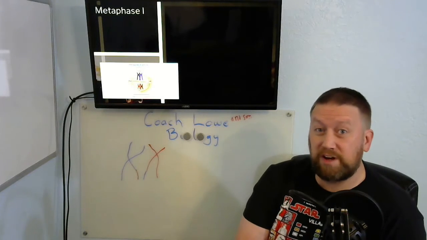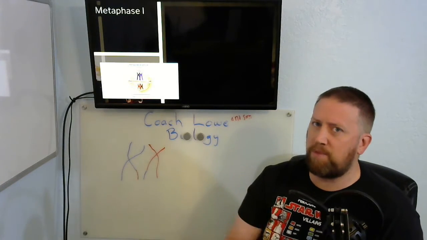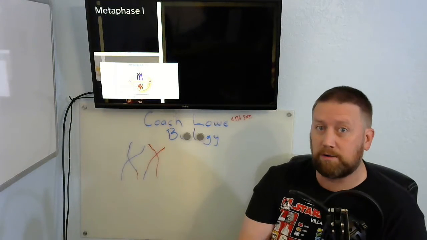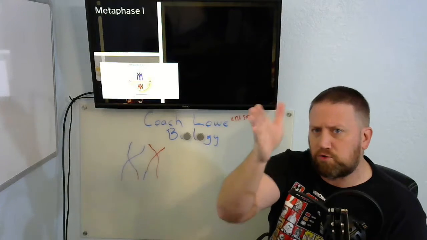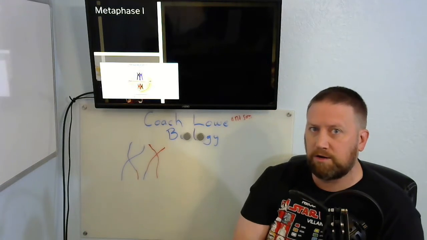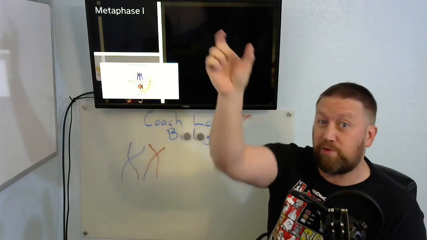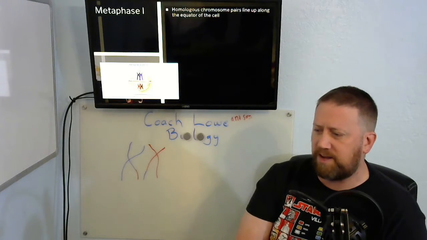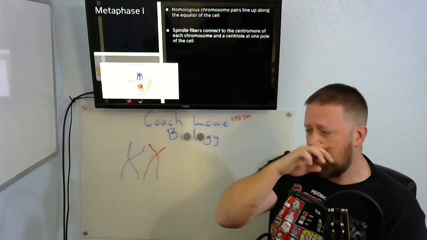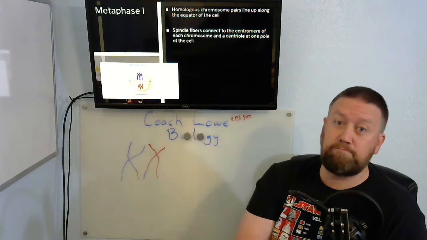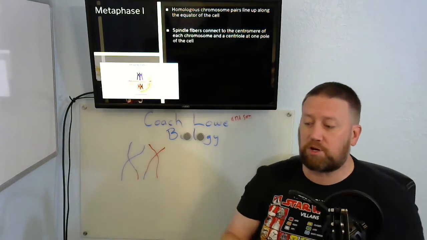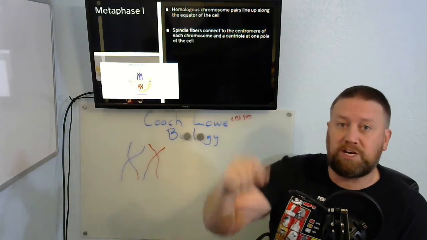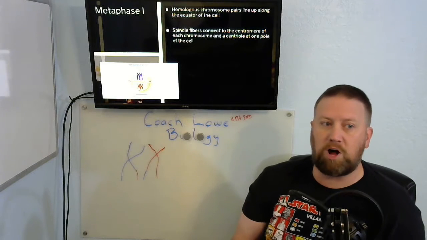After prophase 1 is metaphase 1. Just like in mitosis, during metaphase, the chromosomes line up on the equator. Now this time, instead of single chromosomes lining up on the equator, we have homologous pairs that line up on that metaphase plate. During metaphase, we have spindle fibers that start to form, and they'll connect to the centromeres of those homologous pairs.